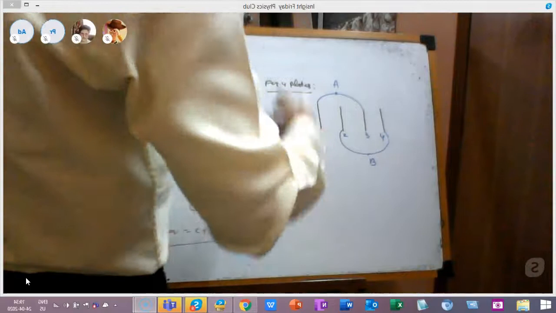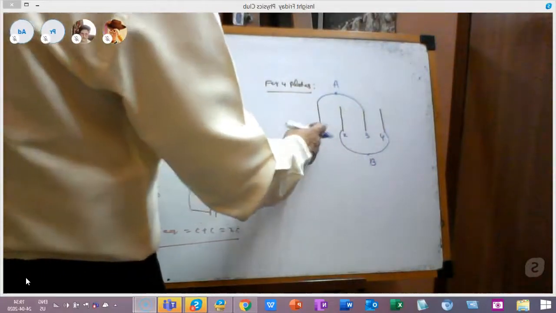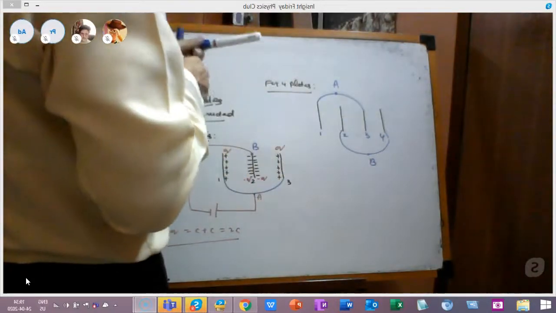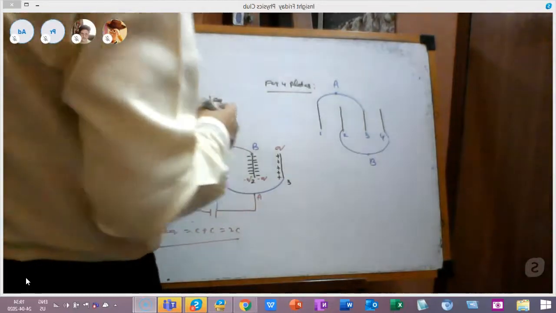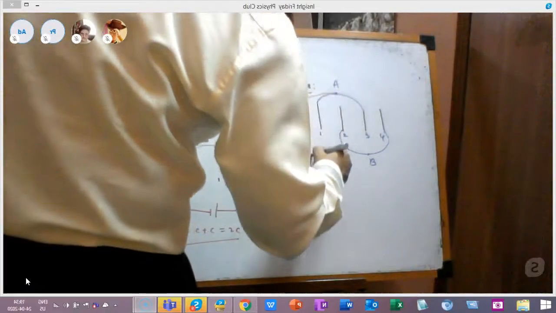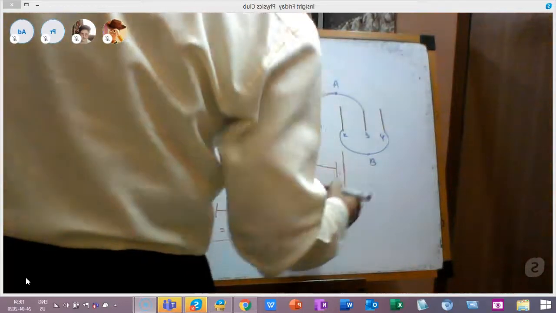For 4 plates, we have made alternate connections over there, 1 with 3, 2 with 4, for the equivalent capacitance between A and B. And in this case also, you never forget to join these 2 points by a battery. Always you will do this thing. This is your first duty.